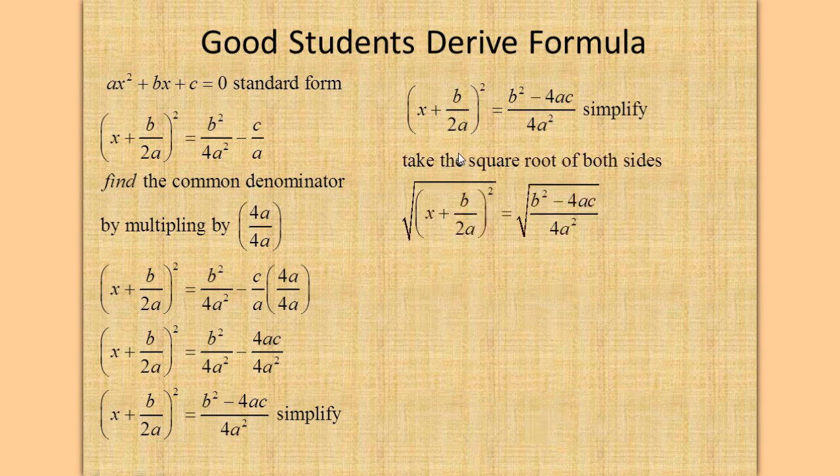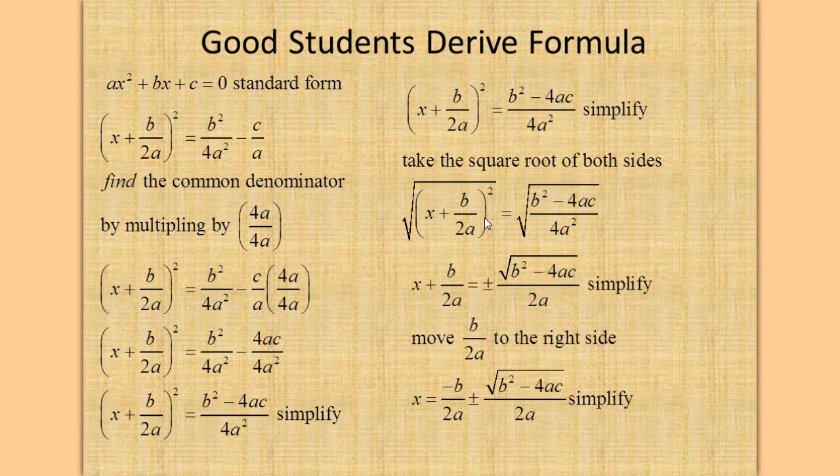Okay, and we can take the square root of both sides, and the square root of any squared term is just that term. So the square root of the right-hand side is plus or minus. Therefore, we have x plus b over 2a equals plus or minus the square root of b squared minus 4ac divided by 2a, because up here the square root of 4a squared is 2a.